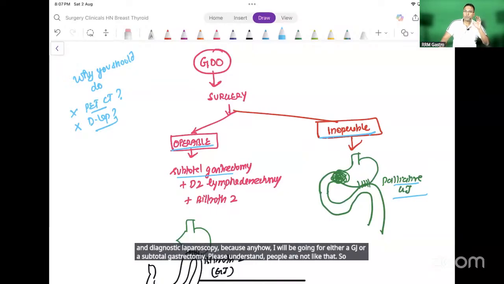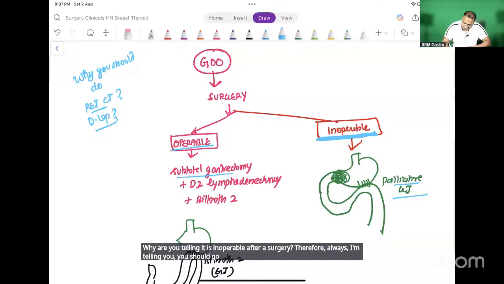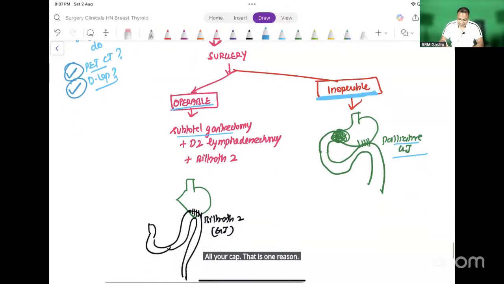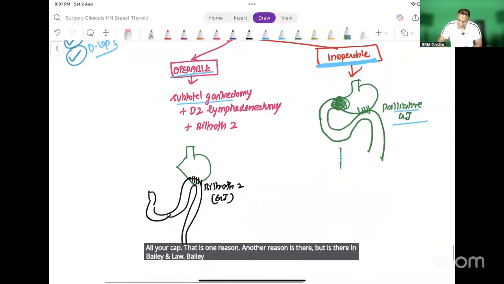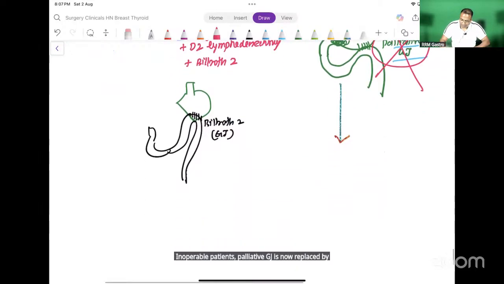In the present situation, people have good awareness. They will ask you, why don't you find out it is inoperable before itself? Why are you telling it is inoperable after a surgery? Therefore, I always tell you, you should go for PET-CT and diagnostic laparoscopy in all your cancer patients. That is one reason. Another reason: what does Bailey and Love say? In inoperable patients, palliative GJ is now replaced by what procedure? Stem cell.